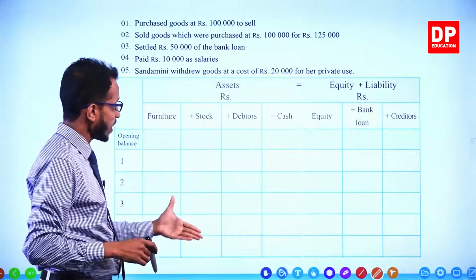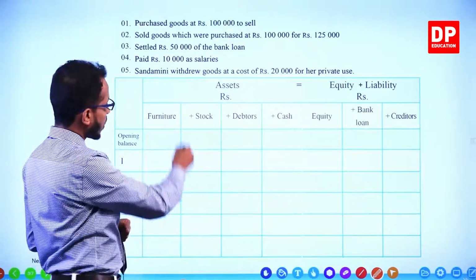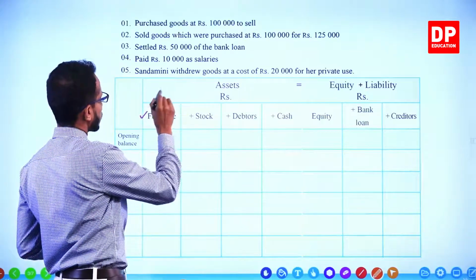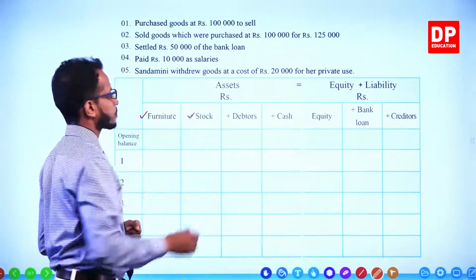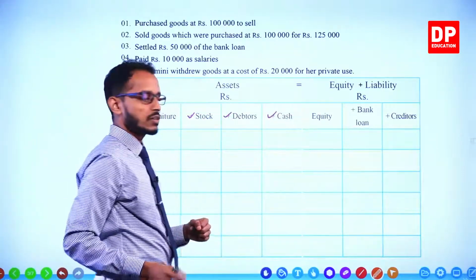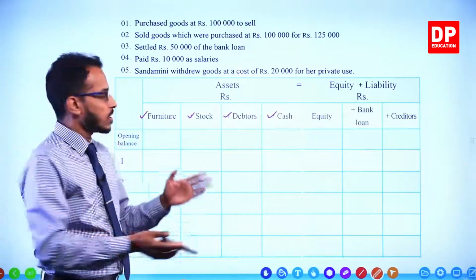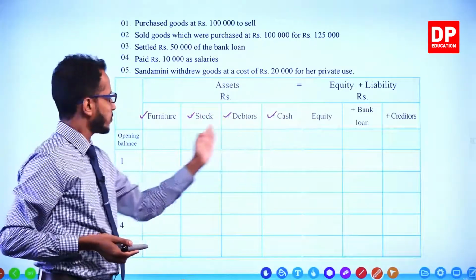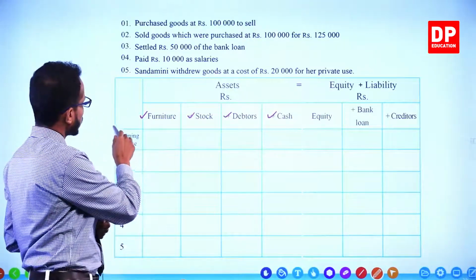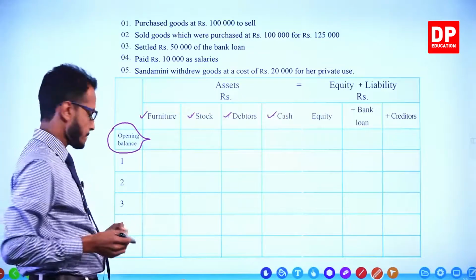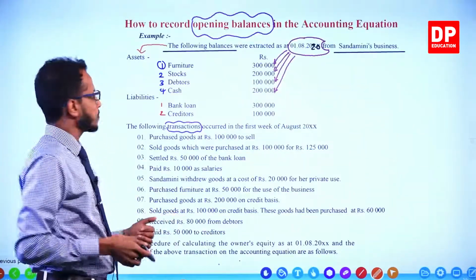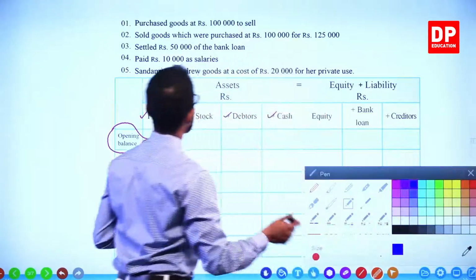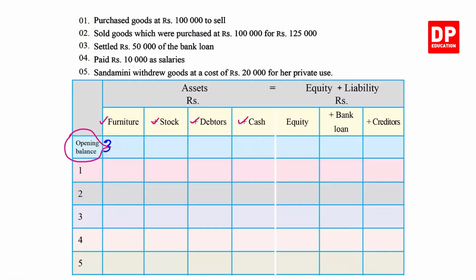You must have the table divided into columns by considering what assets you have. We have furniture. We have stock. We have debtors and we have cash. Now it's just a matter of mentioning the given balances in the first row. The first row is dedicated for that. See, opening balances. So let's just write down. We have furniture worth 300,000. And under assets, we have furniture, 300,000.